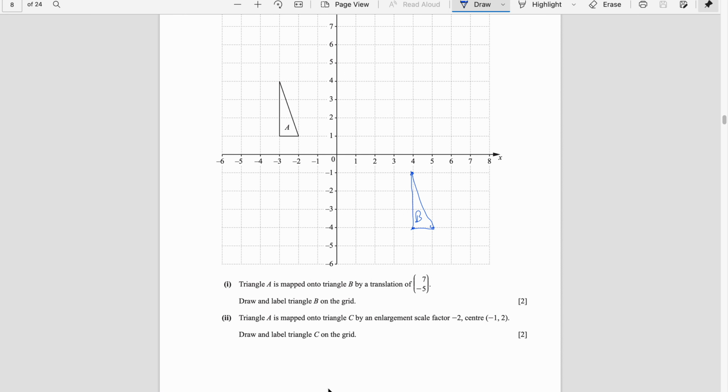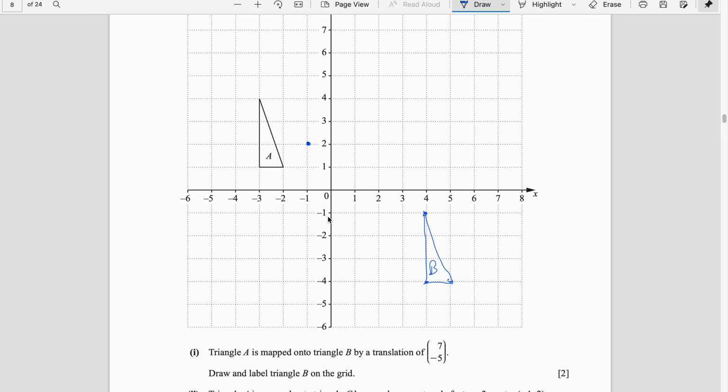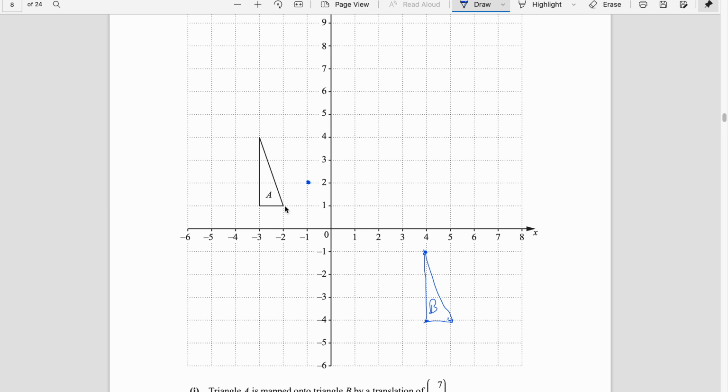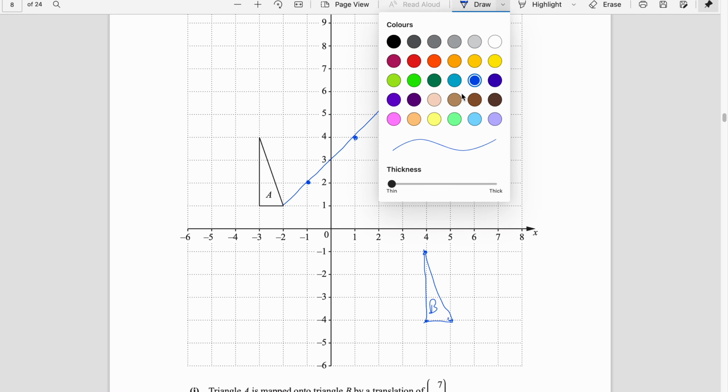Drawn and labeled. Triangle A is mapped onto triangle C by an enlargement of scale factor -2, and the center is x minus 1, y 2. So we get the center and the scale factor is -2. Now what we do is place a scale on these 2 points and stretch a line across. Draw the line like this. So this is 1. You count this length on the other side, 1 and 2. You get your first point.